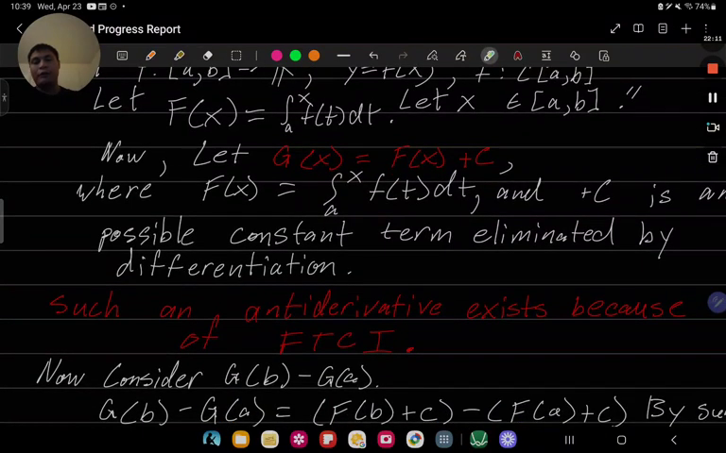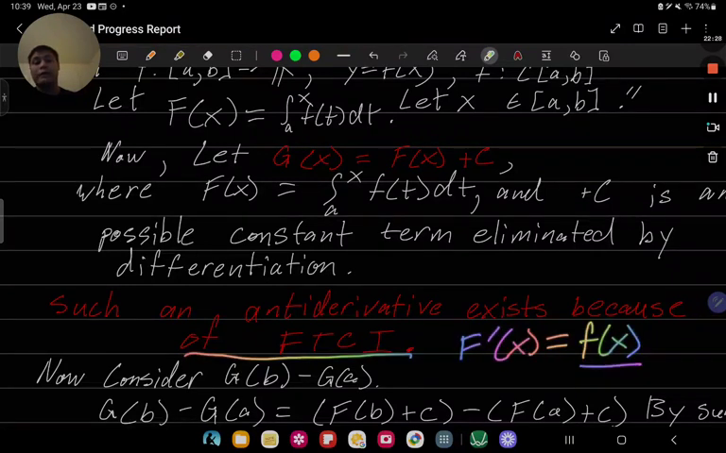And we really want to stress that this general antiderivative really exists because of that relationship where if I take the derivative of an integral, or the derivative of the antiderivative, I get back my original function.